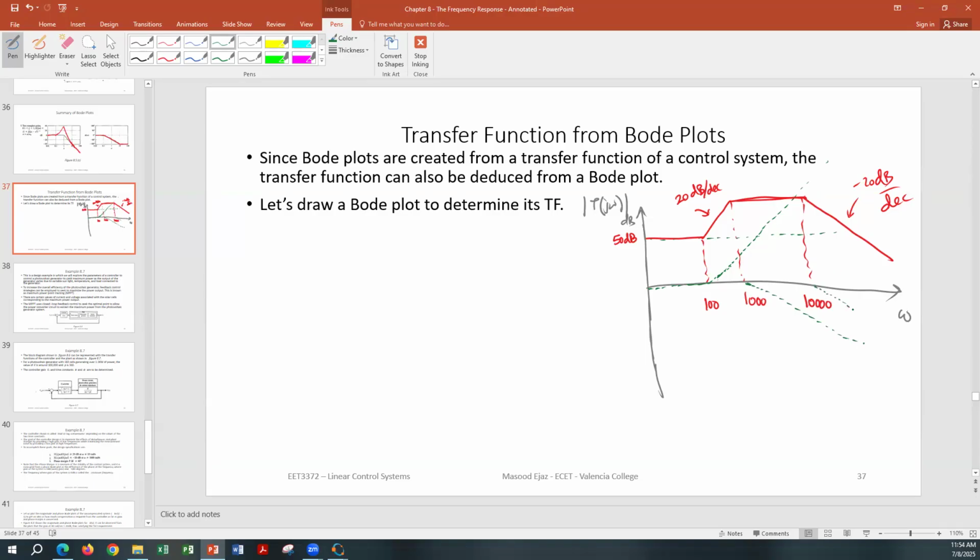So this is comprised of 4 different functions: a constant value, 1 zero, and 2 poles. The constant value is 50 decibel. From that, you can calculate the value of the gain. So the first factor is 50 decibel.